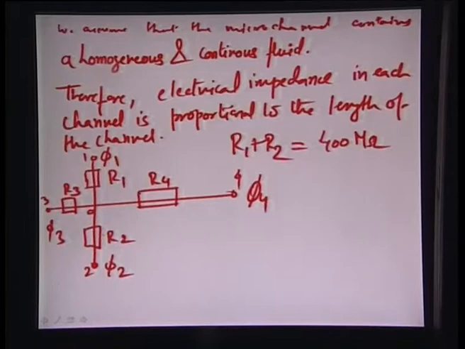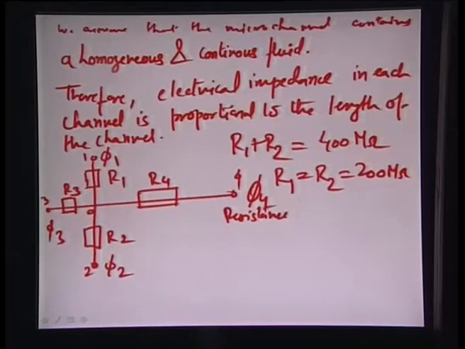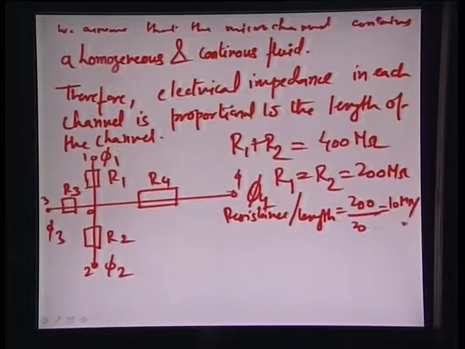So therefore, if we assume a fixed resistance per unit length, really R1 becomes equal to R2, equals 200 mega ohms, and the resistance per unit length in that case becomes 200 by 20 mega ohm per millimeter. So it is around 10 mega ohms per millimeter. R3 and R4 in this case can automatically be calculated accordingly.